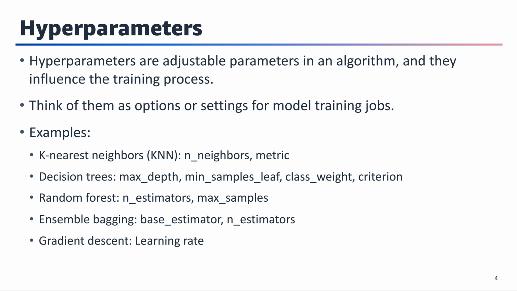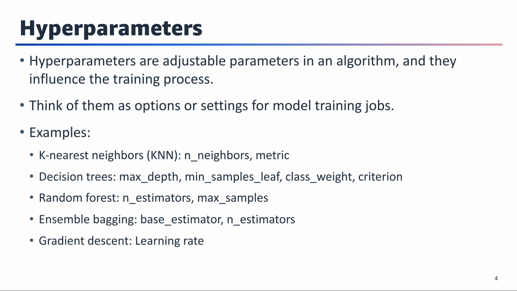Hyperparameters are parameters that affect the performance and structure of an ML algorithm. You specify hyperparameters when you configure the code before training. You can think of them as options or settings for model training jobs. Hyperparameters are not the same as the ML model's parameters, for example, weights that are attached to each model's features, which are learned from the data.